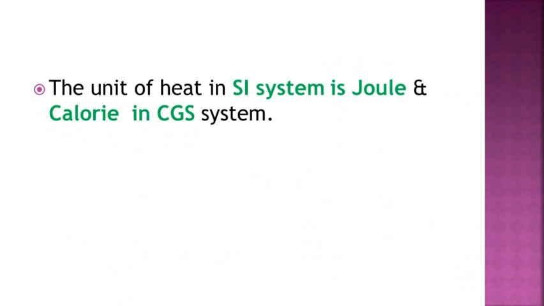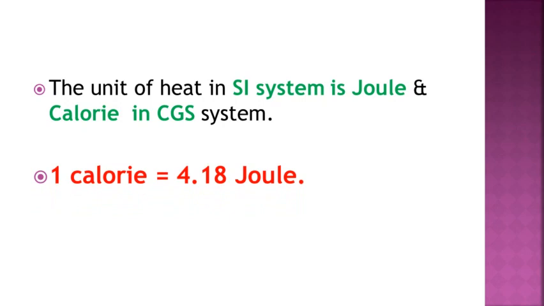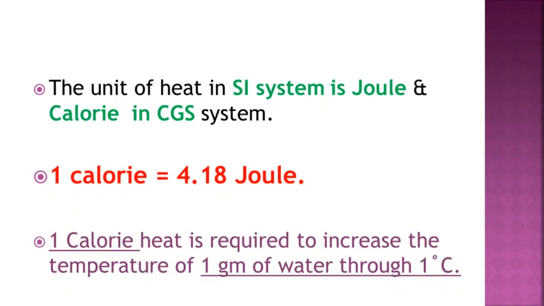The unit of heat in the SI system is joule and calorie in the CGS system, and 1 calorie is equivalent to 4.18 joule, and 1 calorie of heat is required to increase the temperature of 1 gram of water through 1 degree centigrade.